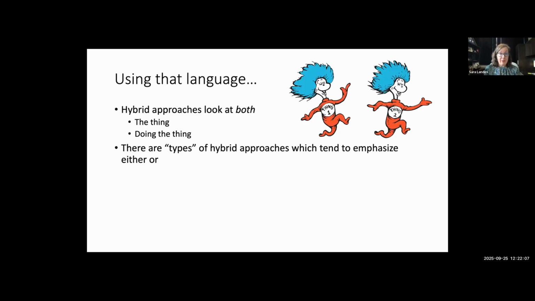So using the language of the thing, hybrid approaches look at both, does the thing work, and how do we get folks to do the thing? And as I think Vanessa mentioned, there are types. So we'll talk about the different types of hybrid approaches, which tend to emphasize either or, if the thing works or how we get folks to do the thing.